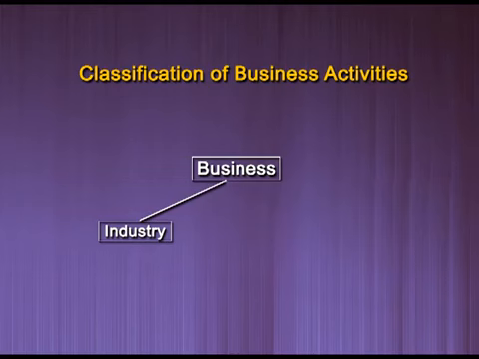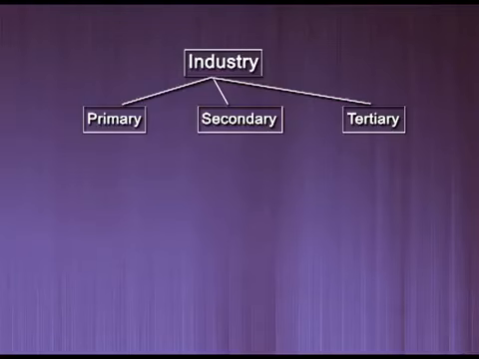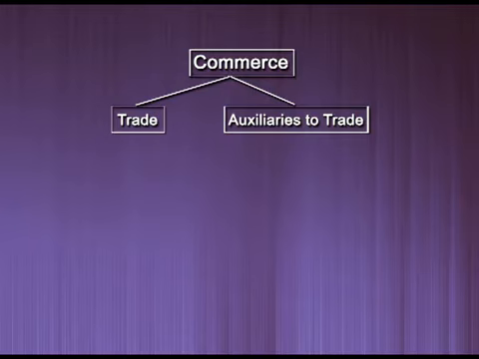Business activities can be divided into two ways. First is industry and another is commerce. Then industry can further be divided into three ways, that is primary industry, secondary industry and tertiary industry. In the same way, commerce can also be divided in two ways, that is trade and auxiliaries to trade. We will discuss this in detail.